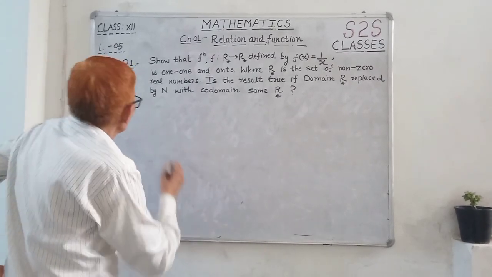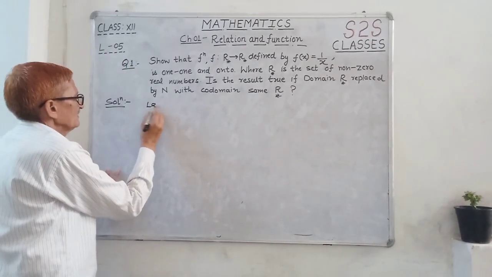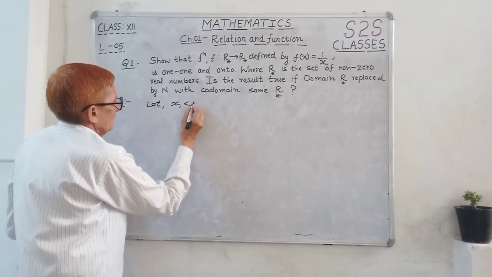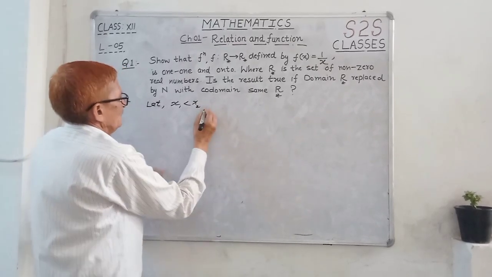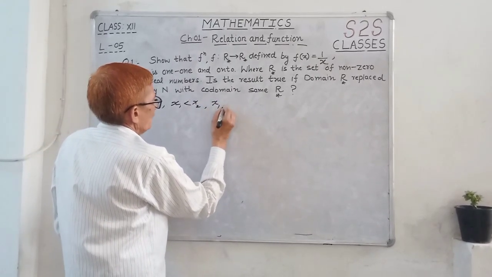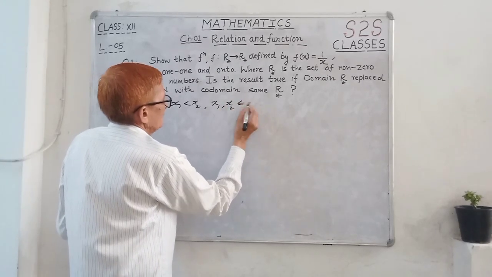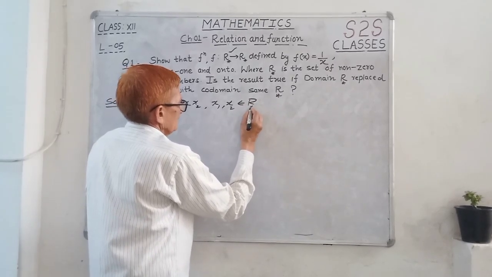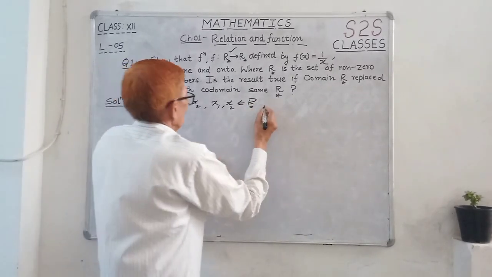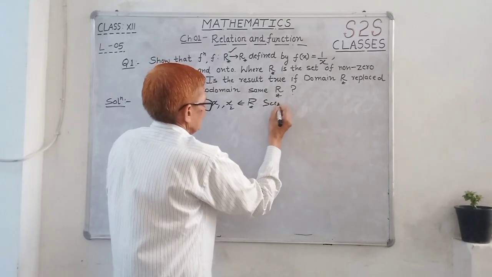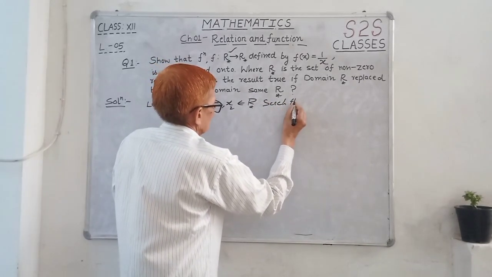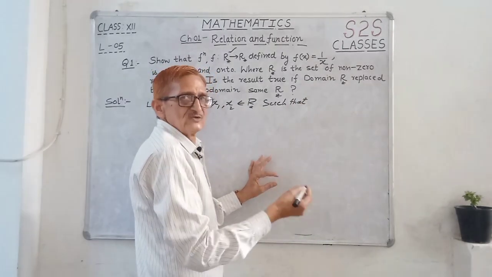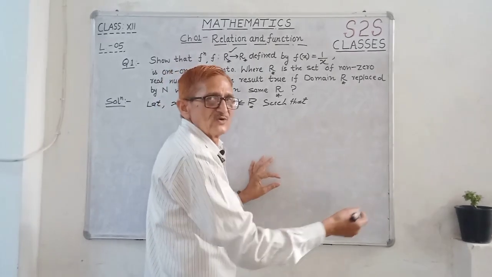Now solution for one-one: let x1, x2 both belong to the domain set. Domain set means R star, such that f(x1) = f(x2). It is the definition of one-one. We have to use the definition, we have to show it by the definition.